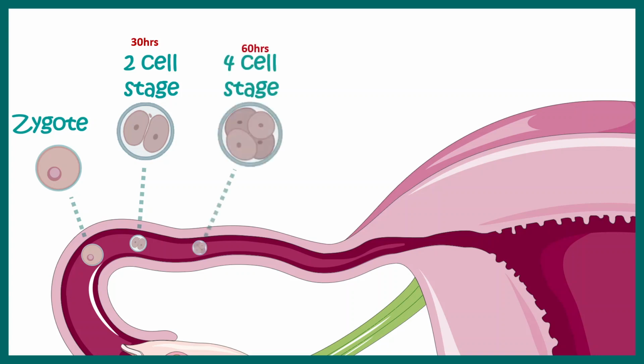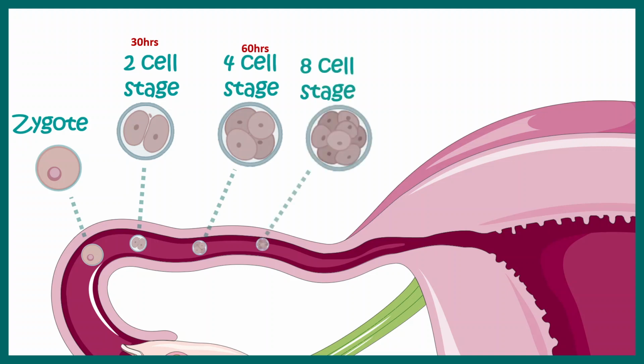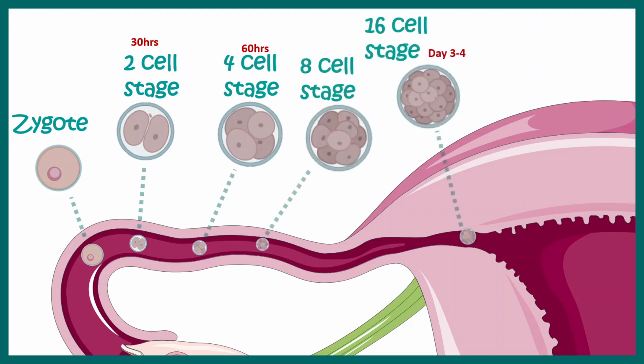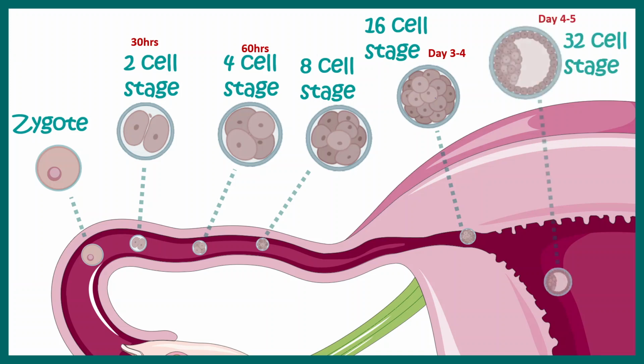If we wait 60 hours, there would be a 4 cell stage, an 8 cell stage, and eventually after day 3 to 4 there would be a 16 cell stage, and at day 4 to day 5 there would be a 32 cell stage. One noticeable factor in this process is that all these events are happening while the embryo is moving towards the uterine cavity. Eventually, in the uterine cavity, the embryo gets embedded into the uterine wall.